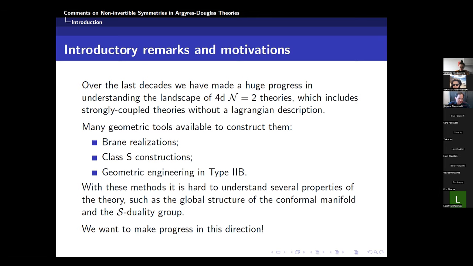Although from this geometric construction we can extract a lot of information about the theory, even when a Lagrangian description is not available, many of the properties are still hard to understand. One example, for instance, is the global structure of the conformal manifold. With all these geometric methods, it's quite easy to compute the dimension of the conformal manifold, but its global properties and the duality groups are more tricky. And so part of the motivation of this work is to try to make progress in this direction and try to understand more of this refined data.